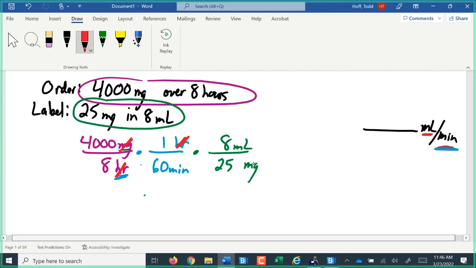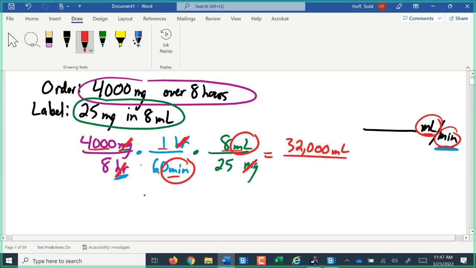So again, we cross-cancel units. The milligrams have canceled out. Now, the only unit we have on top is milliliters. That's what we want. The only unit we have on bottom is minutes. That's what we want. So we're ready to multiply this out and then reduce it or divide it up. So on top, we have 4,000 times 1 times 8 milliliters, 32,000 milliliters. On bottom, 8 times 60 minutes times 25.